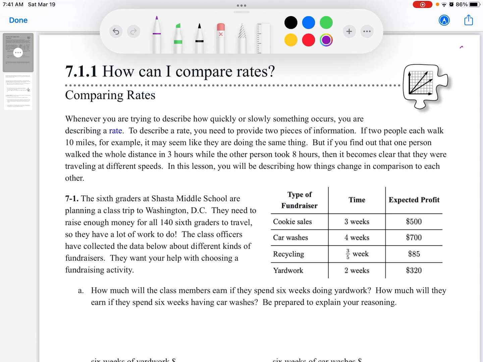All right. We're starting chapter 7. How can we compare rates? Whenever you're trying to describe how quickly or slowly something occurs, you're describing a rate. To describe a rate, you need to provide two pieces of information.